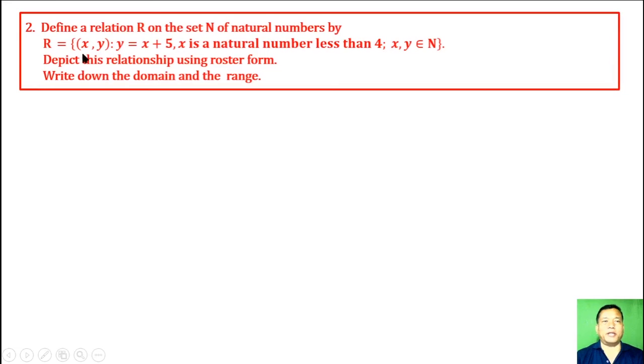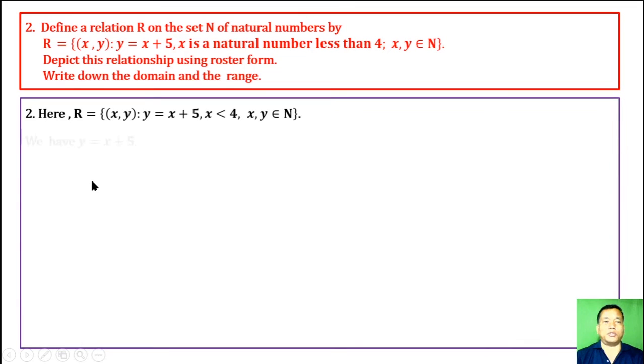Question 2. Define a relation R on the set N of natural numbers by R consists of the ordered pairs (x, y) such that y equal to x plus 5, x is a natural number less than 4, x, y belongs to N. Depict this relationship using roster form. Write down the domain and the range.